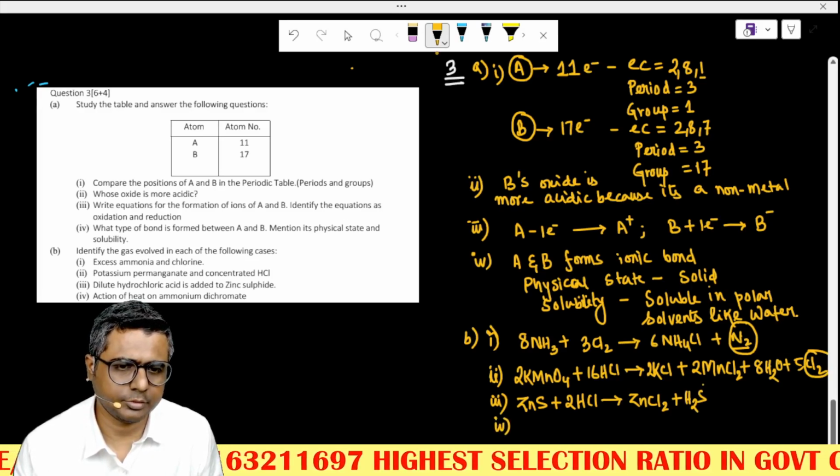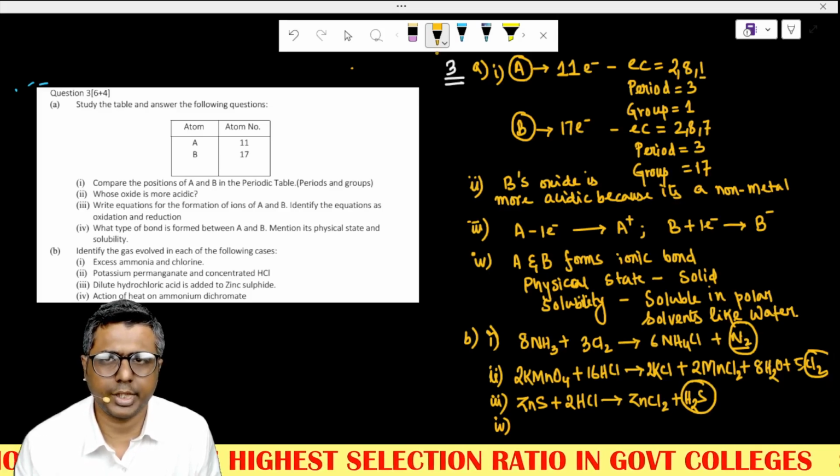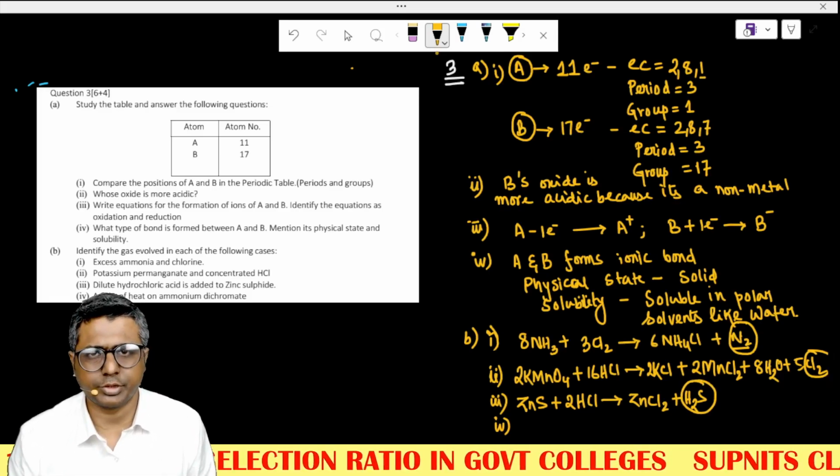Dilute hydrochloric acid is added to zinc sulfide. Action of heat. Acha, what will be the gas? Hydrogen sulfide. So you will write just hydrogen sulfide in your answer, no need to give any equations.